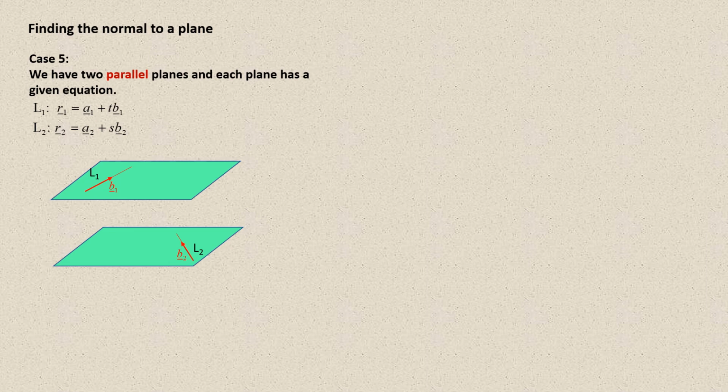So we can use these two vectors B1 and B2 to find the normal. Or you can assume you take B1 down here, then you find the cross product. You can also get the normal. So this normal is parallel to both of the planes.